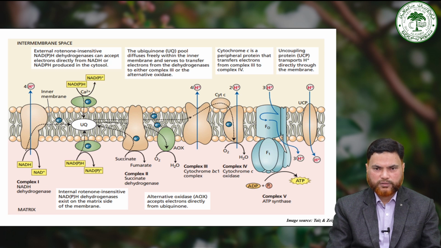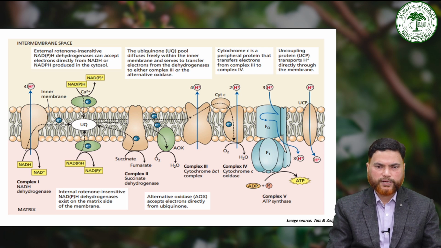Generally, UQH2 is oxidized by complex 3, which is coupled with translocation of 4 protons across the membrane. In plants, there is also an alternate oxidase, you see, which can oxidize UQH2 directly without transferring electrons to complex 3 and complex 4.